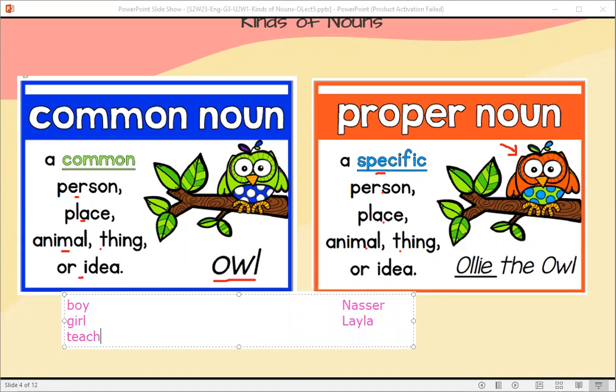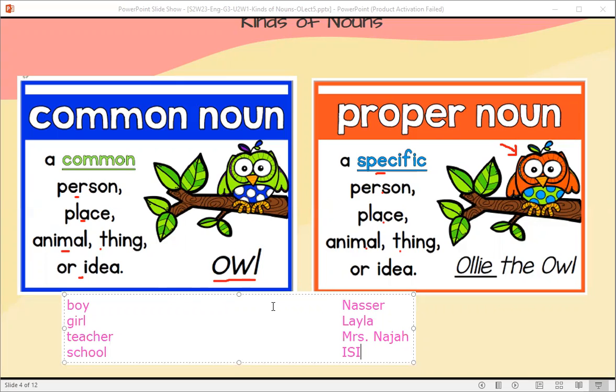When I say teacher, it can be any teacher. But when I say Mrs. Najah, then I'm talking about Mrs. Najah. Okay, this is the difference between common and specific. Also, when I say school, this is common, any school, right? But when I say the name of the school, let's say ISI, then I'm being more specific about this noun. I'm talking about the ISI school, and therefore ISI is a proper noun.